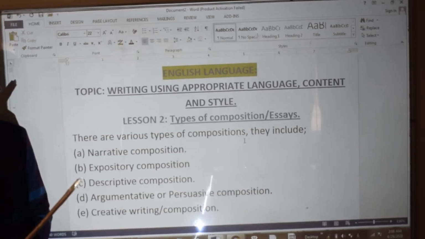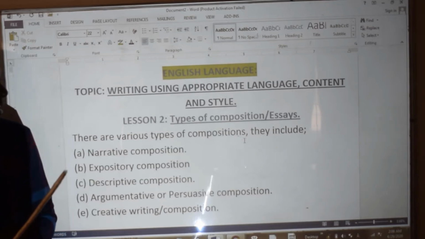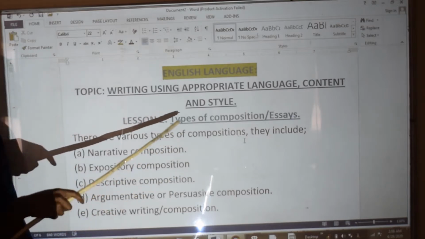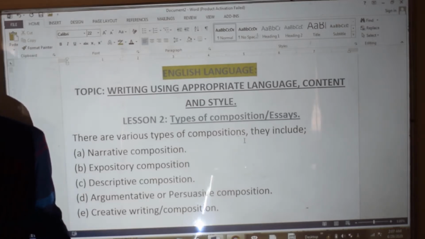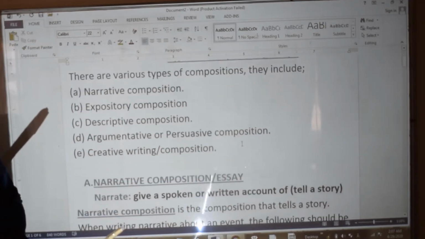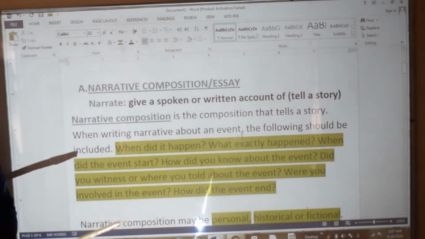I'm here to continue with my lesson, and our topic is writing using appropriate language, content, and style. Today we are going to focus on the second lesson, which is types of composition or essays. Now, we are going to see the following types. We have narrative composition, expository composition, descriptive composition, argumentative composition, and creative writing or composition. But today, we are going to focus on the first part, which is narrative composition.